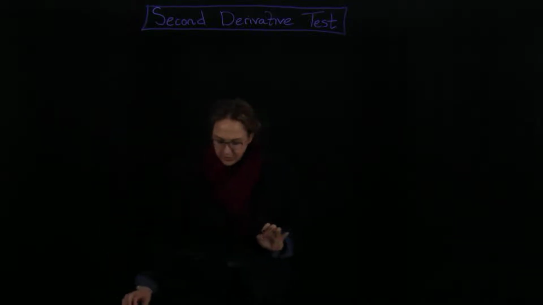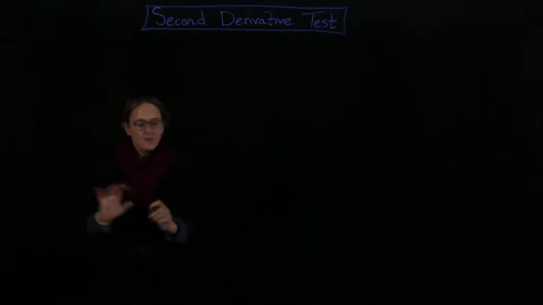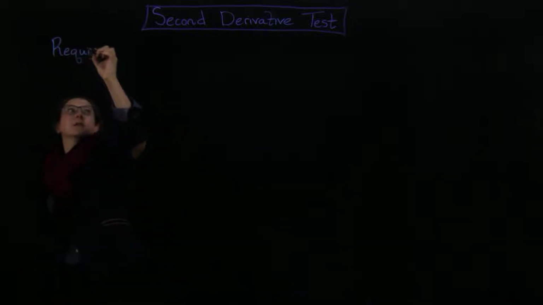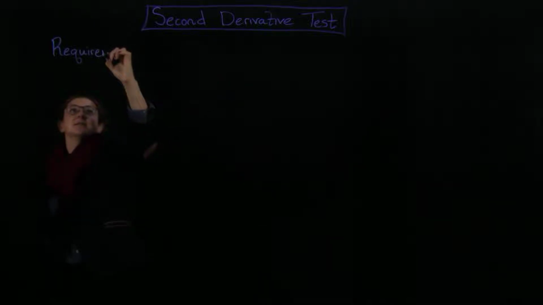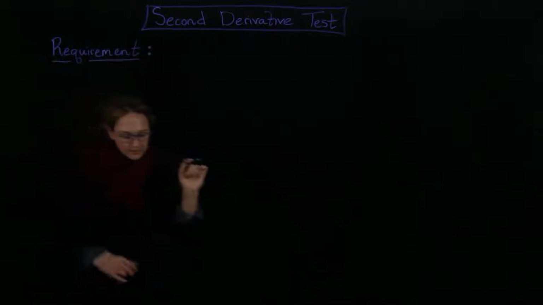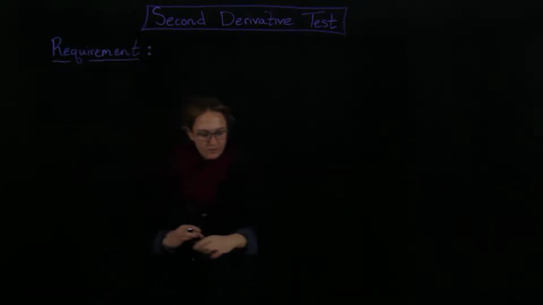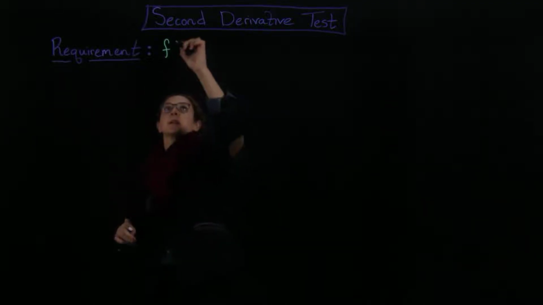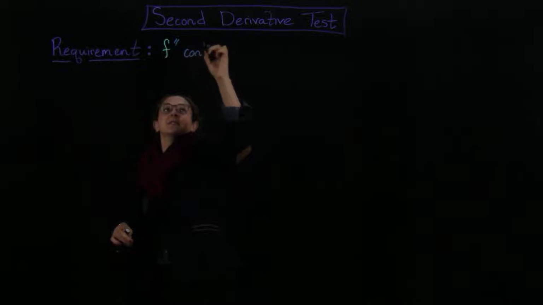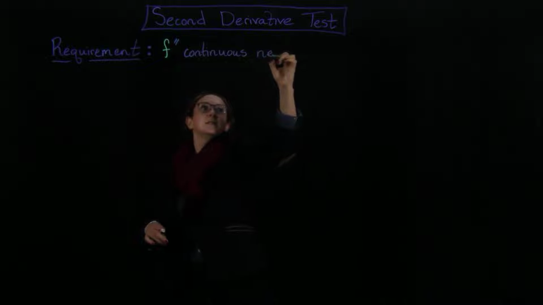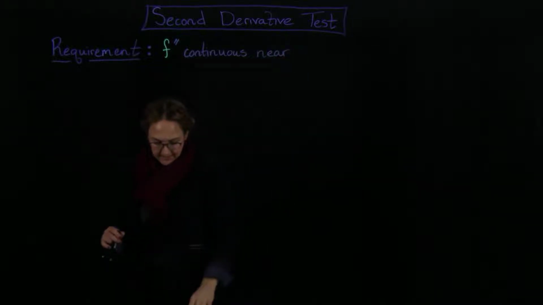So first we're going to suppose, or requirement, for the second derivative test. This is kind of like a pre-requirement, which is that we're only going to look at a circumstance where when we take the second derivative, it's going to be continuous near C. So continuous near some value x equals C.